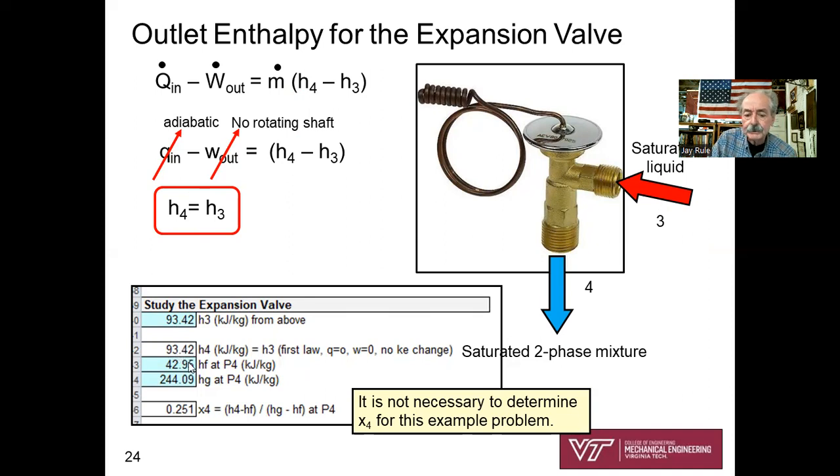Just to get a little extra credit, it is not necessary to determine the quality at state 4 to solve the questions asked. But I want to show you how you would determine the quality at state 4. I wrote down Hg and Hf at the evaporator pressure. I know what H4 is, so I can use the definition of quality, or at last resort, you could look at your formula sheet: quality is the quantity H4 minus Hf divided by the quantity Hg minus Hf. Really very easy calculator work. And so the quality at state 4 is 25%, 25% quality going into the evaporator.